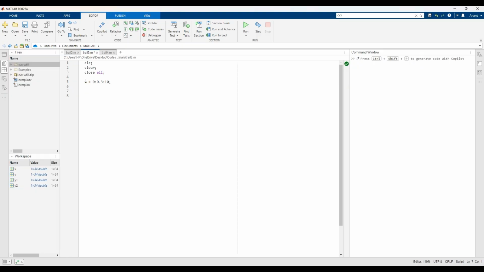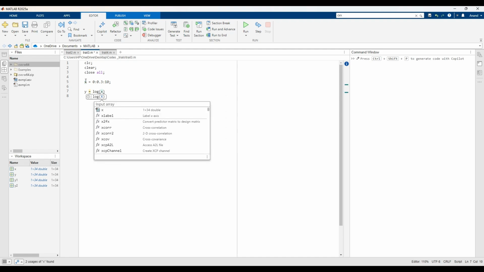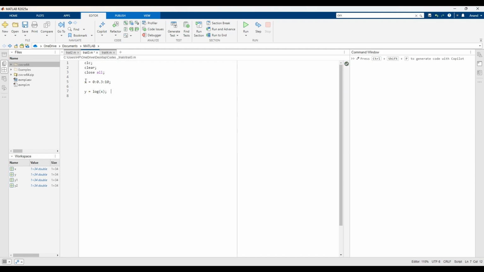And just write log. So let's say it is log only. The base would be e, and you want to plot the log. The base would be 10. Then you just write the 10 only. So I'm just plotting the exponential wave. So it is just the log values only.